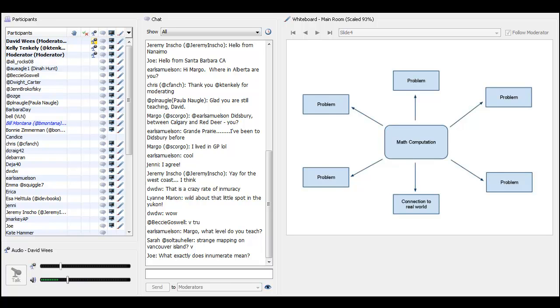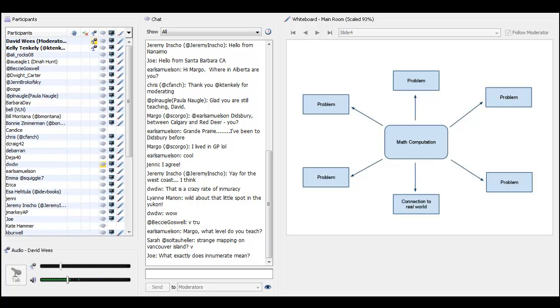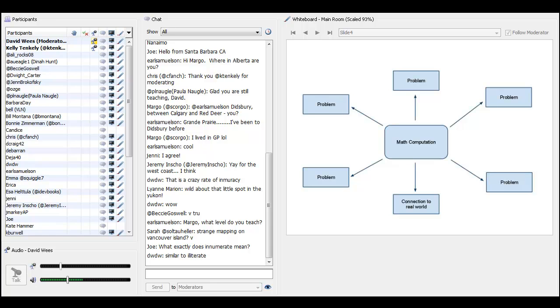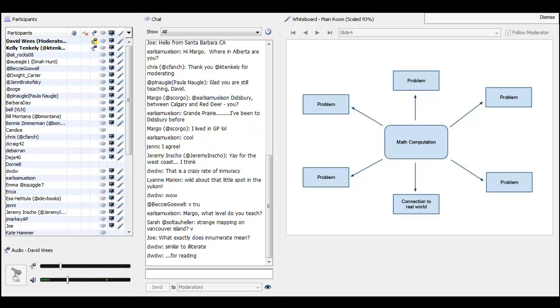And Joe's got a good question. What exactly does innumerate mean? The Canadian Council on Learning has a definition for numeracy that's used for that map. If you go to the web page, you can see how they define it, and it's a pretty good definition. But it's basically, as DW is saying, related to literacy, same kind of idea.